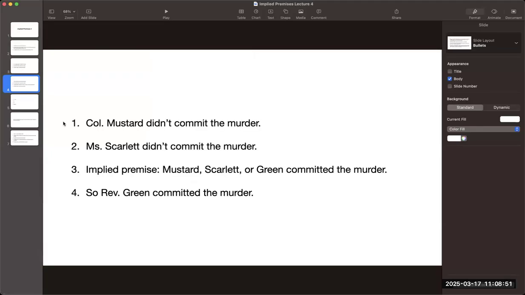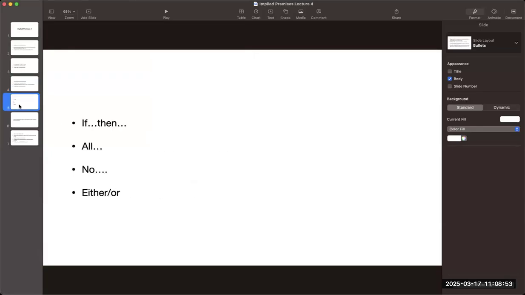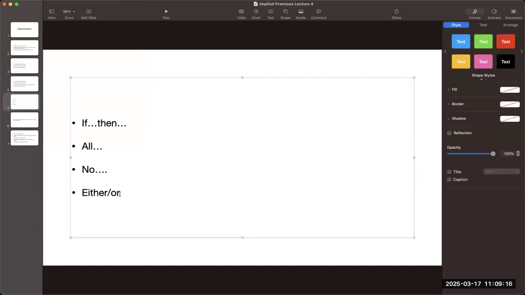All right, so let's look at a few more. Just a few more things to note about implied premises. A lot of times, missing premises will be an if-then statement. You know, the murder was committed with a lead pipe, so it was Mustard. Well, what will we fill in? If the murder was committed with a lead pipe, it was Mustard. All or no statements are also fairly common, and either-or statements, right? Scarlet didn't do it, so Green did. Well, either Scarlet did it or Green did, right?